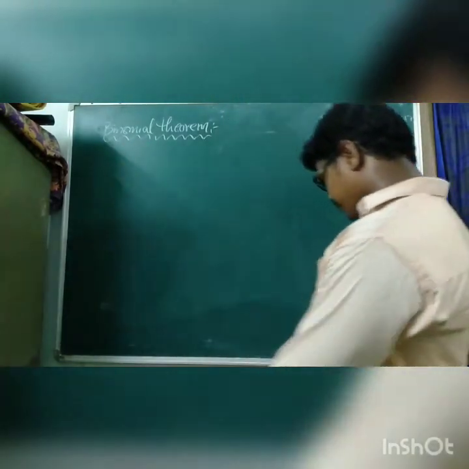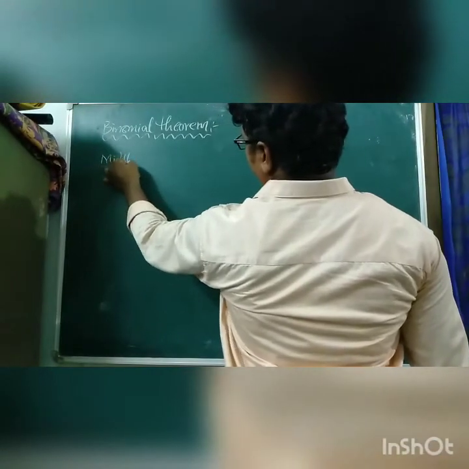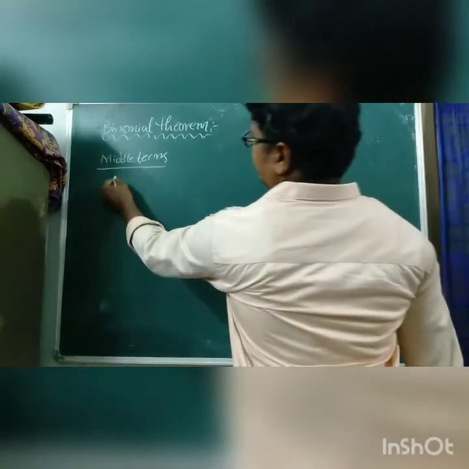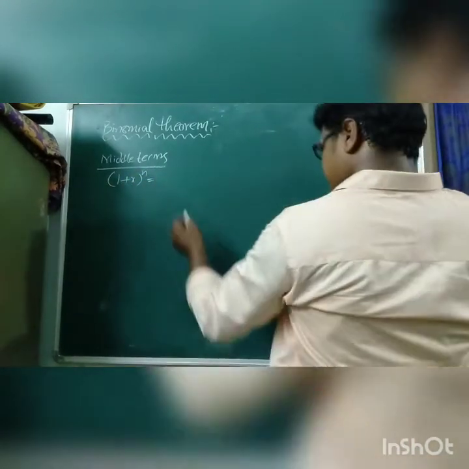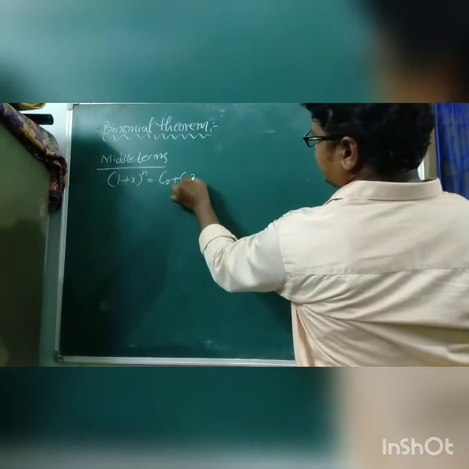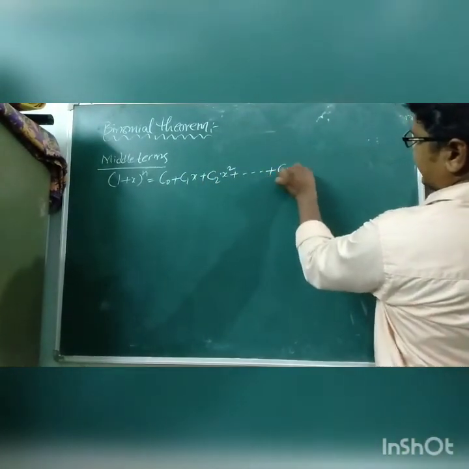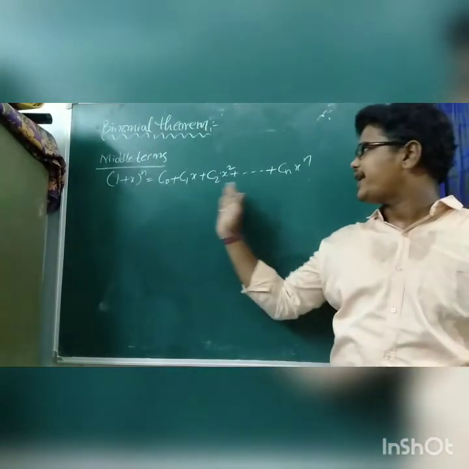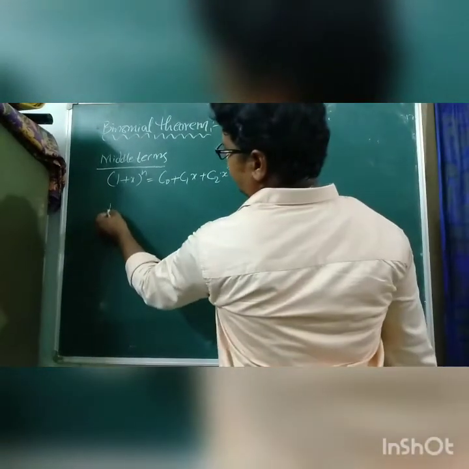Next, we have to learn about middle terms. We are now discussing middle terms in the expansion of (1 + x)^n, which is C0 + C1x + C2x^2 + ... + Cn x^n. Here, we want to find the middle term in the expansion of (1 + x)^n.